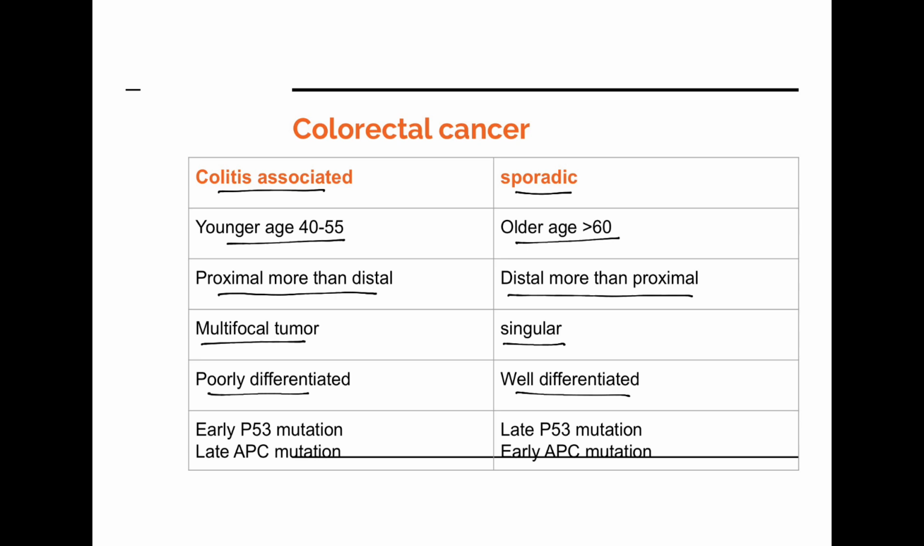Finally, the mutations, colitis associated has early p53 mutation and late APC mutation, while sporadic has a late p53 mutation and early APC mutation. So most of the differences are just the exact opposite, which makes it easier to remember.